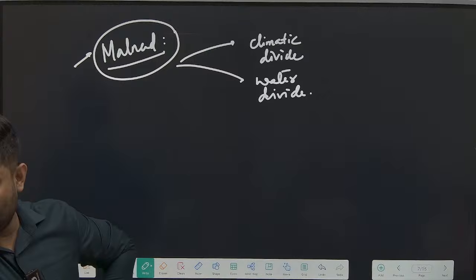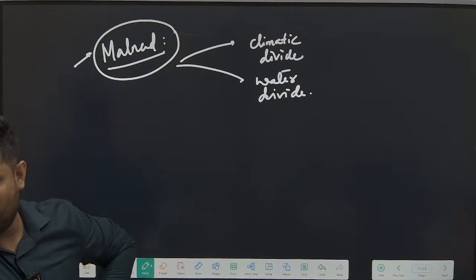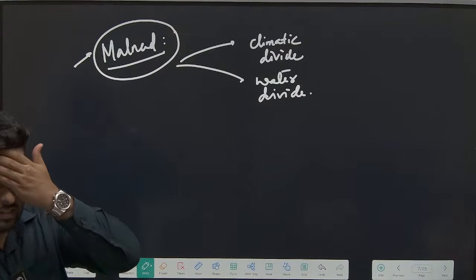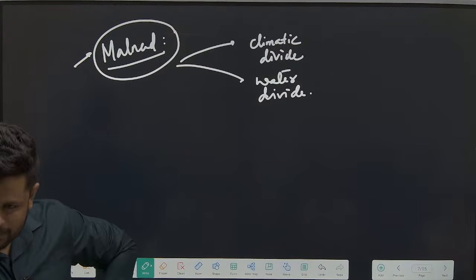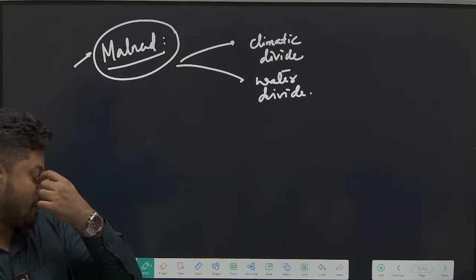What is a climatic divide, sir? You're giving me an example. You're not telling me what is a climatic divide. Changes in the climate of two different places. Again, you're giving me an example.